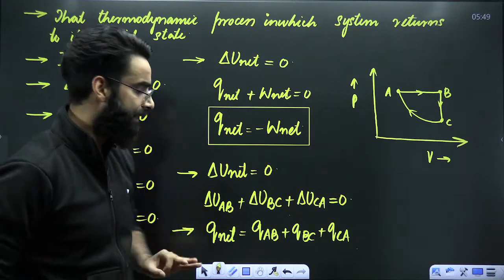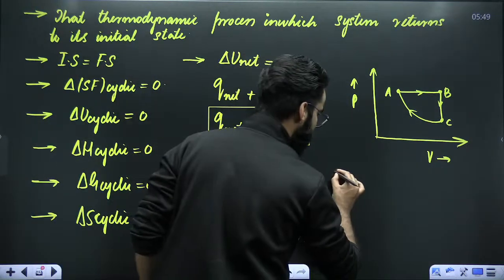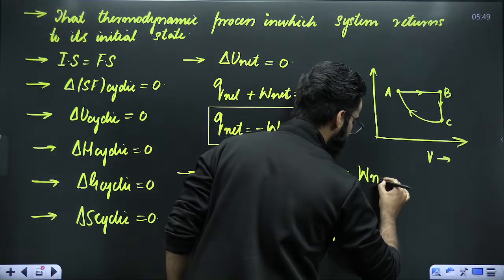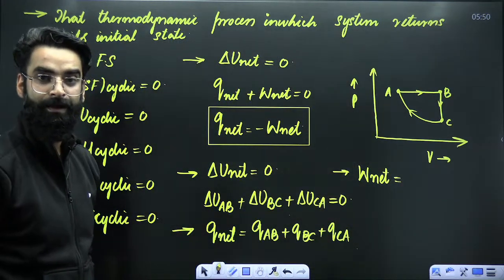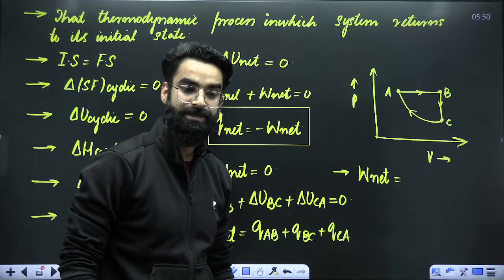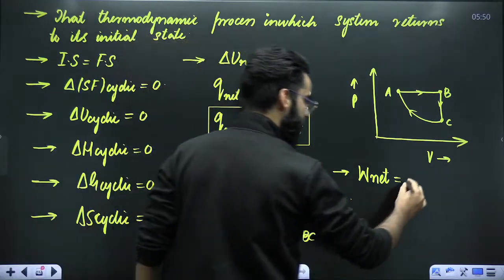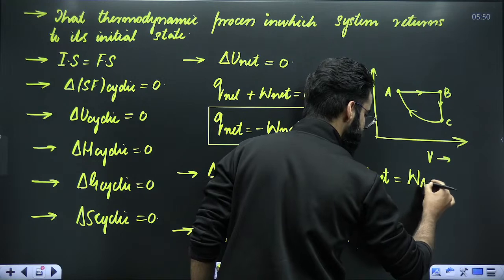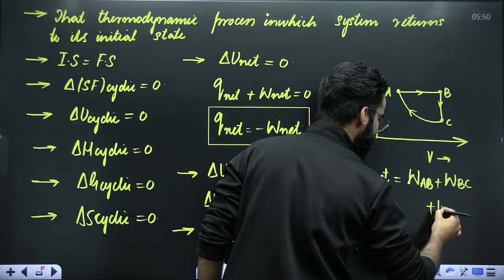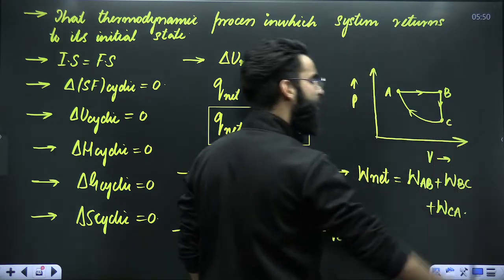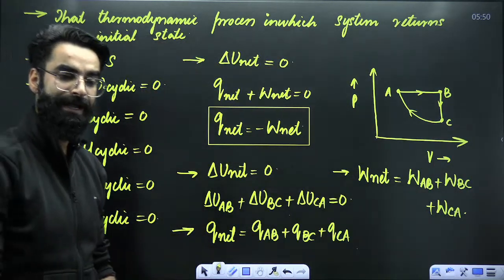Perfect. Similarly, if I ask you, what about W net? Net work done during the cyclic process. It is also going to be equal to the work done during the process AB plus the work done during the process BC plus the work done during the process CA. I hope all these terms are absolutely clear to everyone.